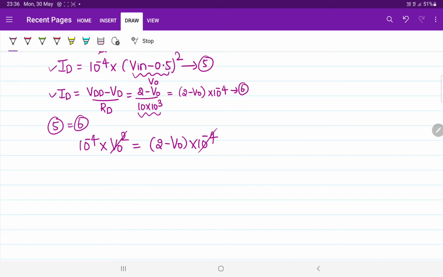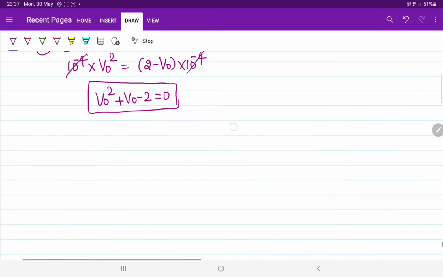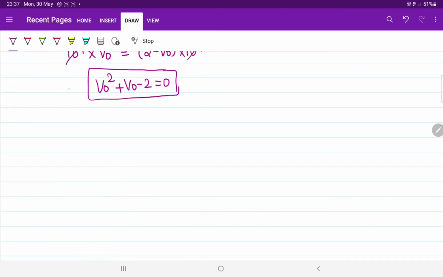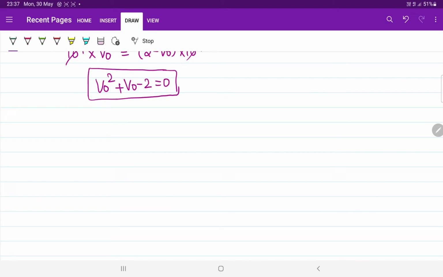The 2 will get cancelled out. Sorry, not this, V0 square will not be cancelled. 10 power minus 4 will get cancelled. Now if you observe, V0 square plus V0 minus 2 equals 0. We have observed a second order quadratic equation. How will you solve this equation further? In order to solve this, you have to use your mind. You know the basic formula. We cannot directly break these roots.